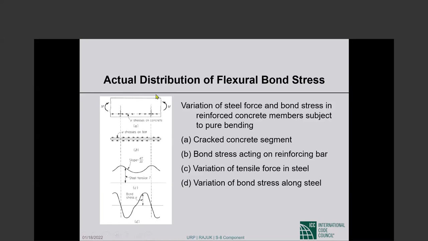So, cracks, the bond stresses acting on the reinforcement, the variation of tension along the reinforcement in the beam. The tension is the highest at the cracks, lowest between the cracks, and because the tension varies, the bond stresses vary as shown in the last picture.